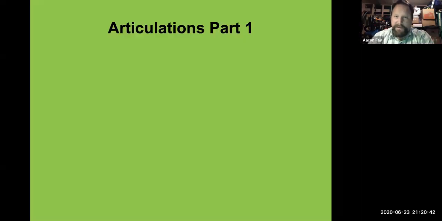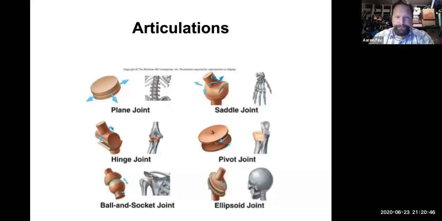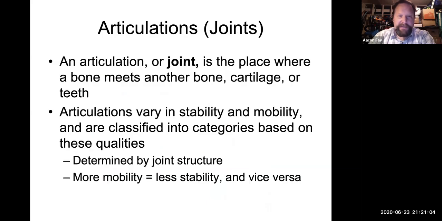Hello, welcome to our lecture on articulations, which is just a fancy word for joints. So in our title slide here, we have 6 types of synovial joints. These are the joints that we are most familiar with, things like our elbow or shoulder, hip, knee, stuff like that. These are all classified as synovial joints. We'll talk about that in more detail in a minute.